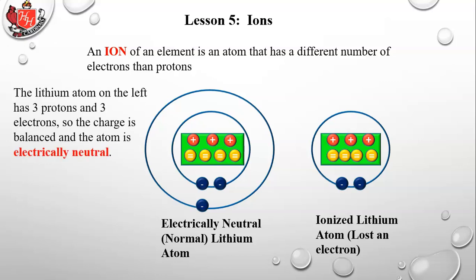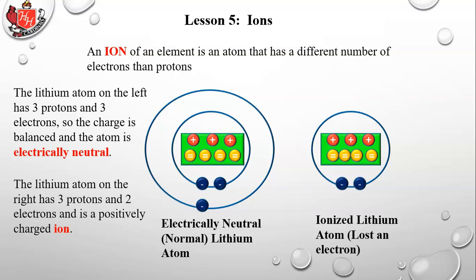So the lithium atom on the left has 3 protons and electrons, so the charge is balanced and the atom is electrically neutral. So electrically neutral means the charge balances. It has nothing to do with neutrons, it has to do with protons and electrons, and that there's the same number. The lithium atom on the right has 3 protons and 2 electrons and is a positively charged ion. So an ion is one that has a charge to it. An electrically neutral atom is not called an ion, only if it has a different number of protons than electrons.